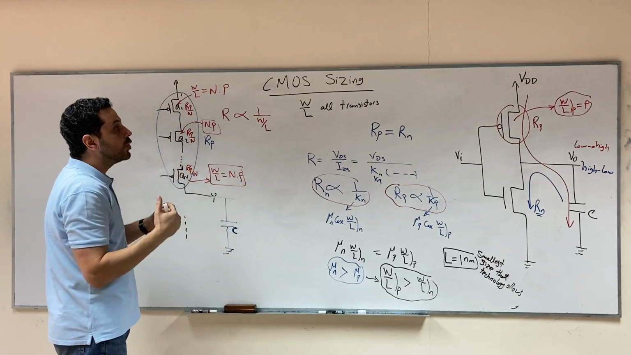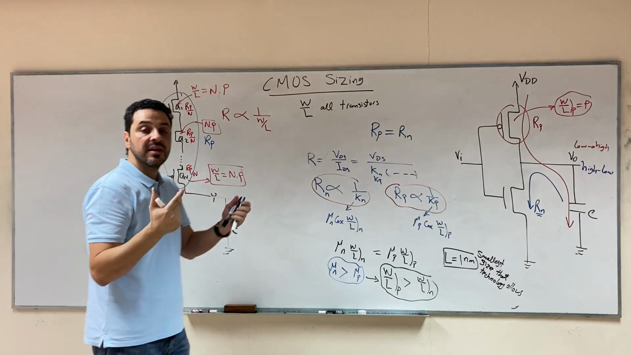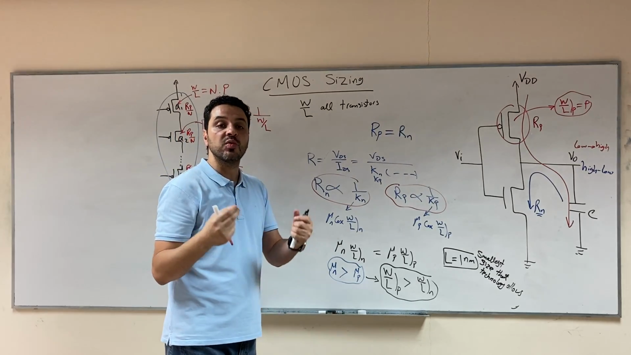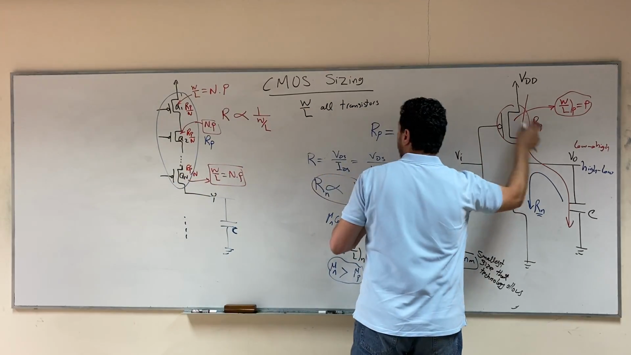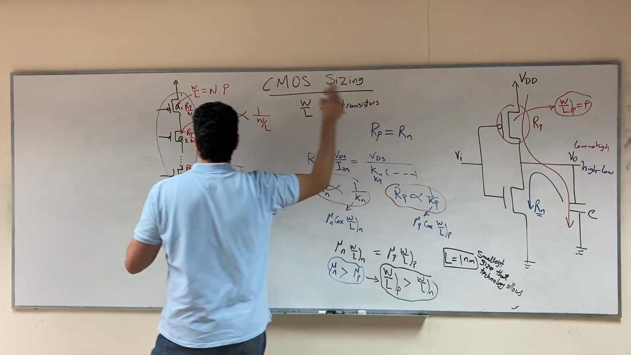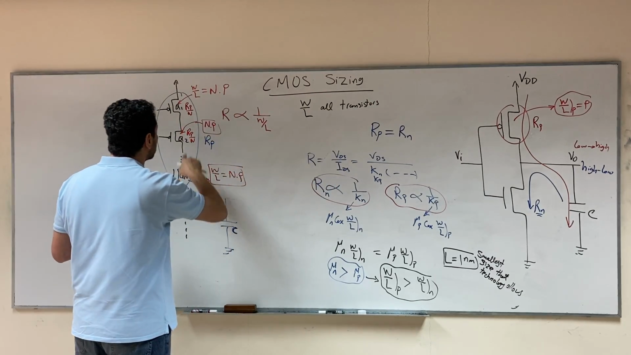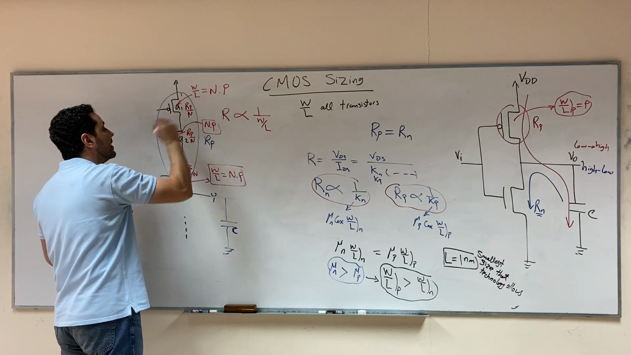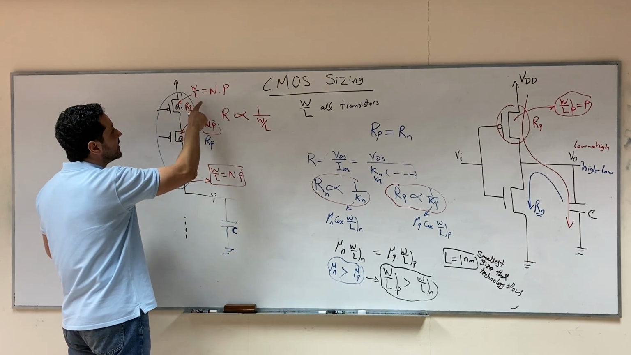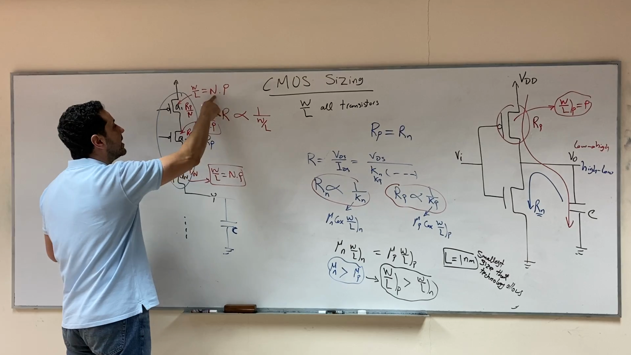That's why we need to design W over L of the transistor so that we have the same speed. So here we have a resistance RP because we had one transistor only. Here we have many transistors, so you have to design the resistance of each of them to be RP over N. So you divide the resistance over N, which means that you will multiply the W over L by N.